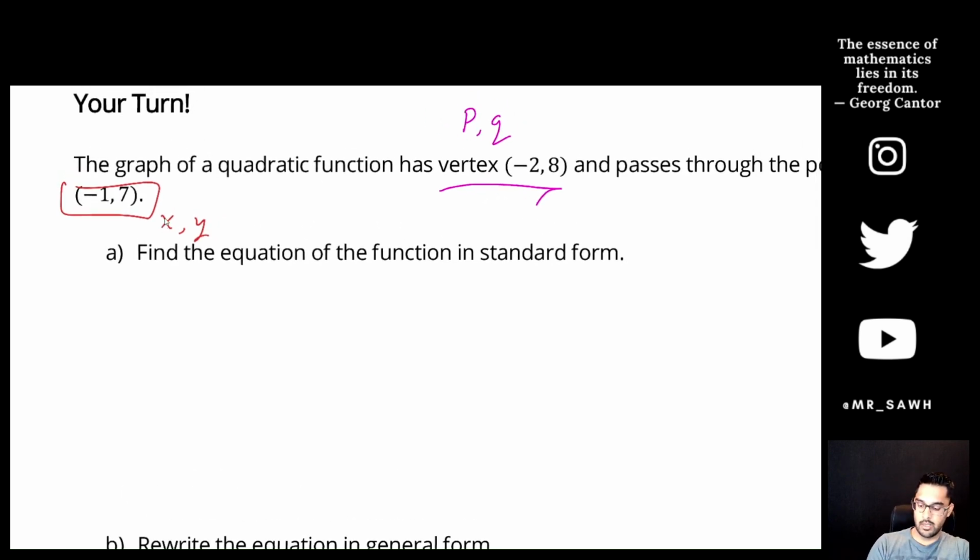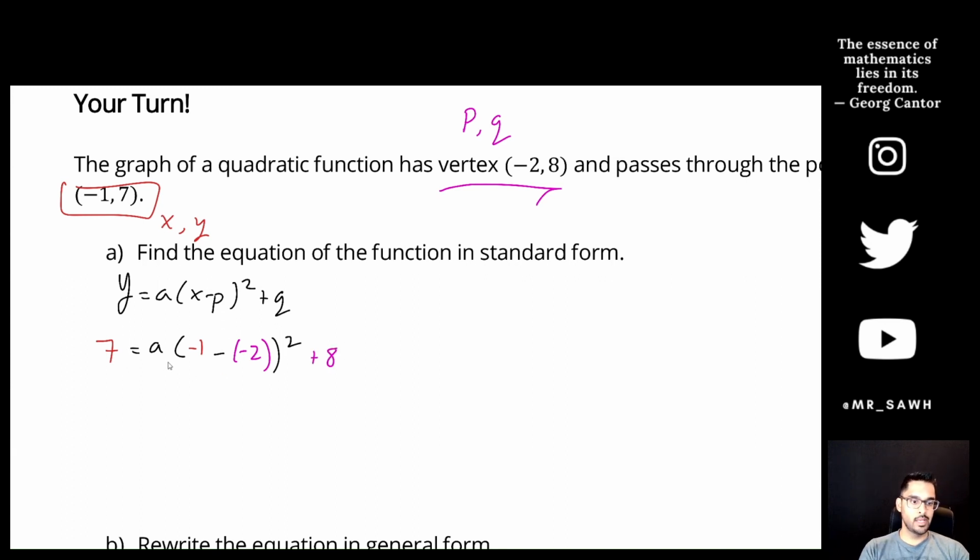So if I plug in what I know to my equation, y = a(x - p)² + q, well, I know the y value, 7, so that's going to equal a, which I don't know. x is -1, and we'll subtract the p value, which is -2. That's closed, squared. q is +8, so we'll add an 8 to the end. So all my numbers are where they're supposed to be. Now we just got to simplify.